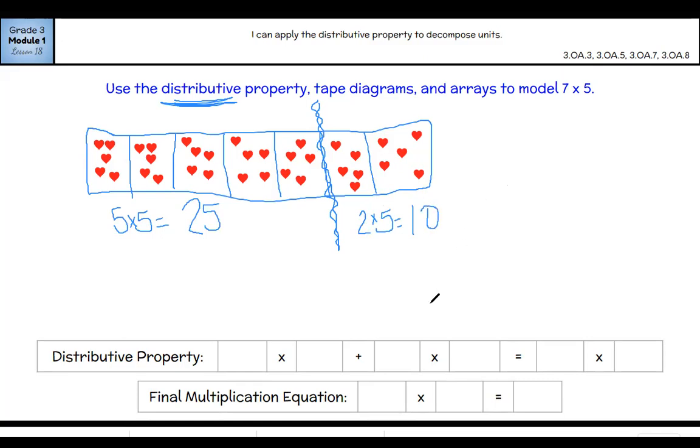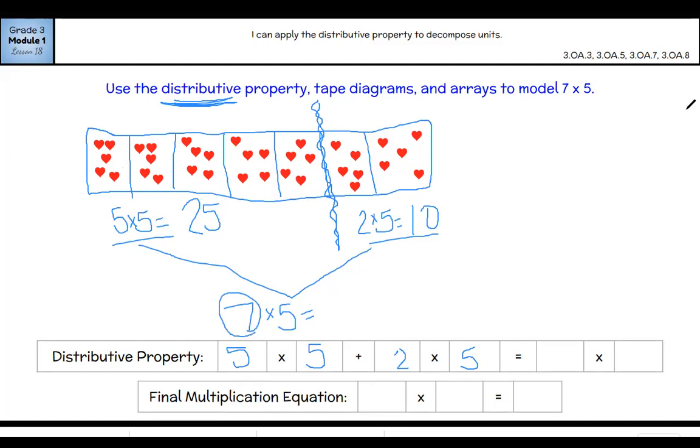Okay, so if I'm going down here to write in the distributive property, I did 5 times 5, which is right here, plus, because we're adding it in, 2 times 5, right here, equals. So if we put these together, it makes 7 times 5, right? Here's the 5, here's the 2. We put those together, it makes this 7 because we broke it apart. So 5 times 5 plus 2 times 5 equals 7 times 5.